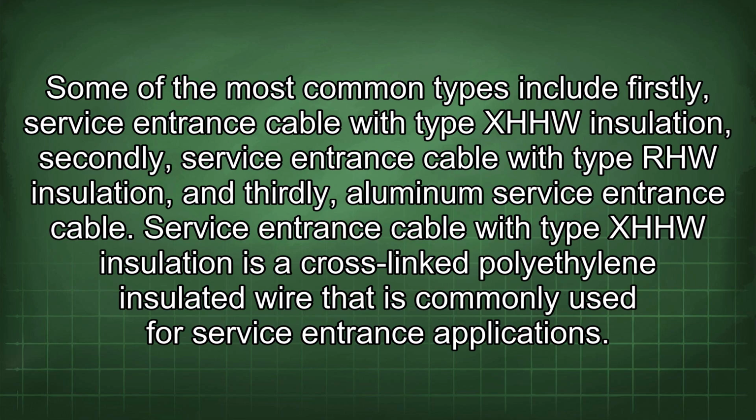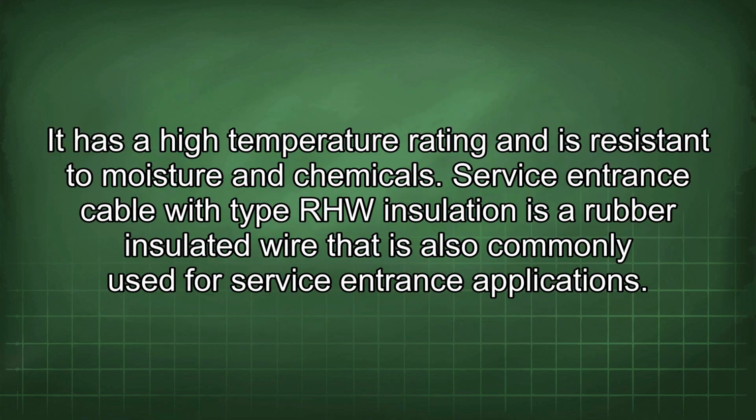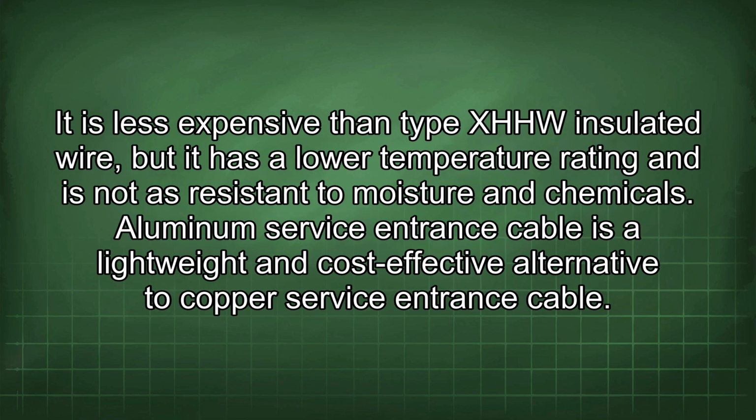Service entrance cable with type XHHW insulation is a cross-linked polyethylene insulated wire that is commonly used for service entrance applications. It has a high temperature rating and is resistant to moisture and chemicals. Service entrance cable with type RHW insulation is a rubber insulated wire that is also commonly used for service entrance applications. It is less expensive than type XHHW insulated wire, but it has a lower temperature rating and is not as resistant to moisture and chemicals.